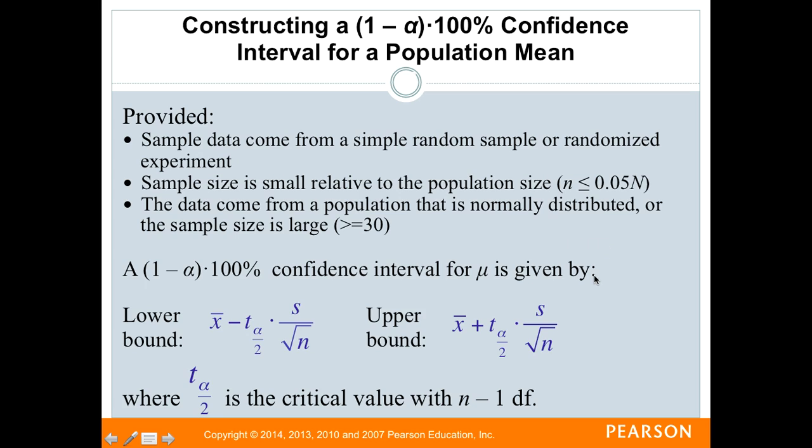In order to construct the confidence interval, this looks very similar to the other formula that we had in the previous section. Basically we take our point estimate, which in this case is x bar, and then we add and subtract, depending on if we're doing our upper or lower bound, our critical value multiplied by s over the square root of n. S is your sample standard deviation, n is your sample size.